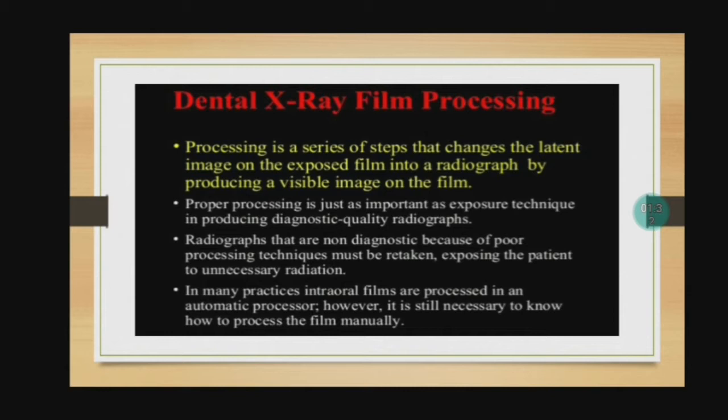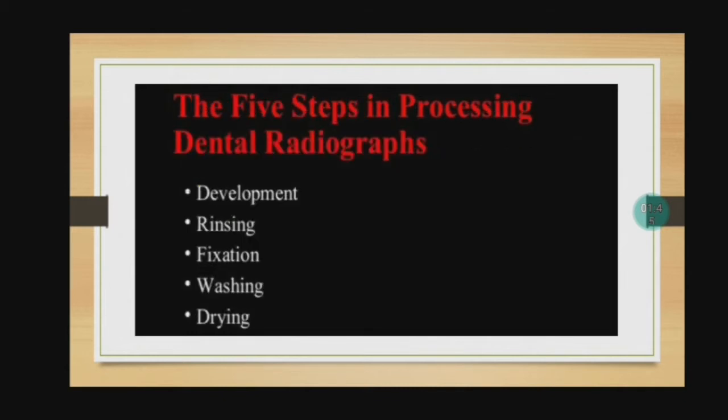In many practices, intraoral films are processed in an automatic processor. However, it is still necessary to know how to process the film manually. So there are 5 steps in processing dental radiographs. First, development. Second, rinsing. Third, fixation. Fourth, washing. And last but not the least, drying.